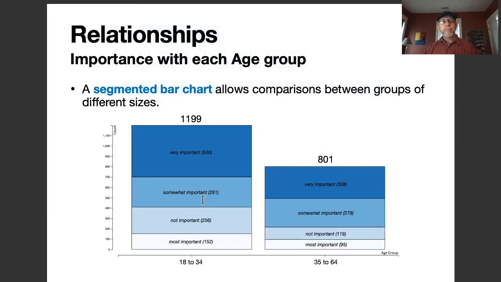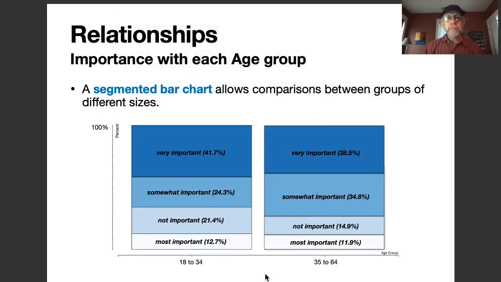But the comparison is a little more difficult in this case because there aren't the same number of responses in each group here. There were almost 1,200 responses in the 18 to 34-year-old group, but only around 800 for the 35 to 64-year-old group. So to make a one-to-one comparison a little more doable, we could use percentages instead of raw numbers, and that's what's usually done when the group sizes differ.